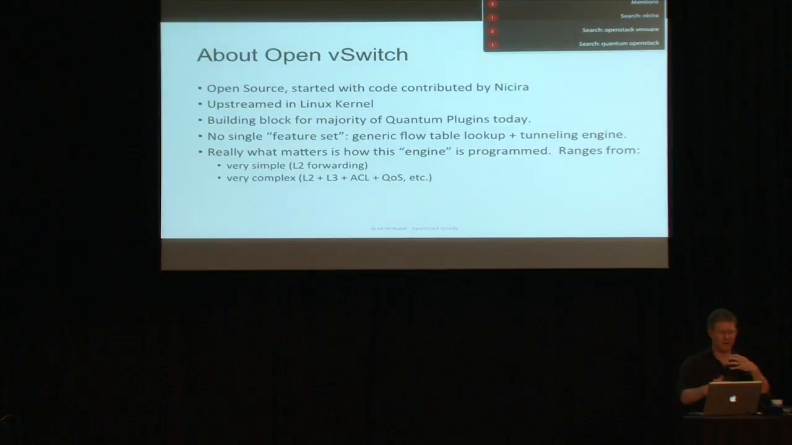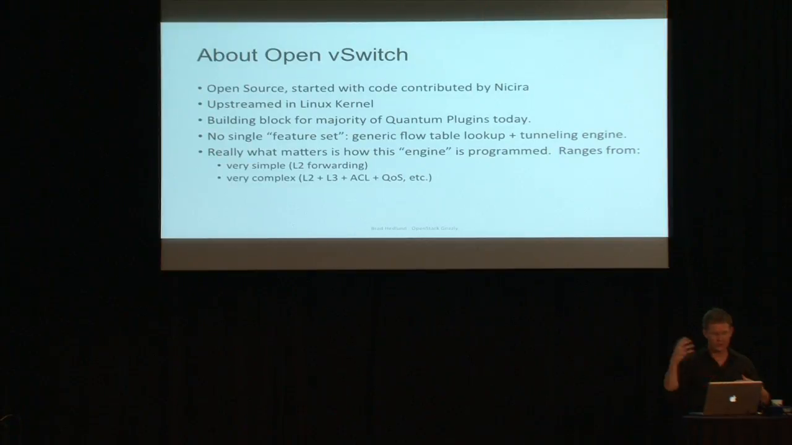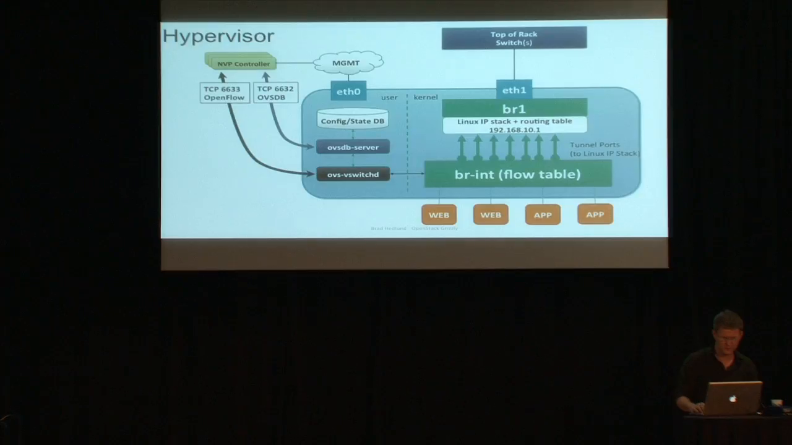Or you can make it very complex and do L2, L3 forwarding, ACLing, quality of service, all this stuff. So think of Open vSwitch more as like a Swiss Army knife that you can use to build really cool things. And that's why, even though there are a bunch of different plugins based on Open vSwitch, they all have different capabilities and advantages and disadvantages. So here's some of the more technical details.